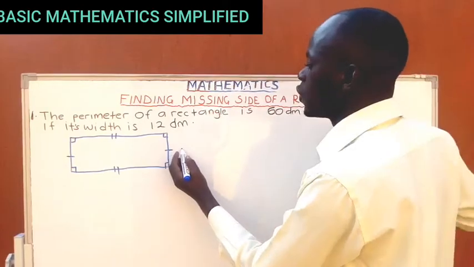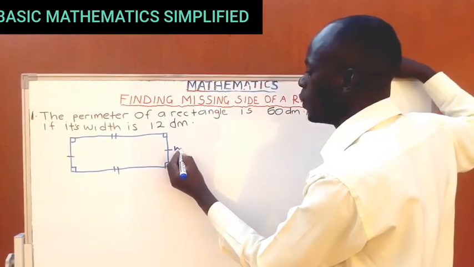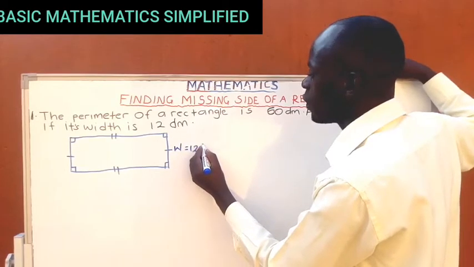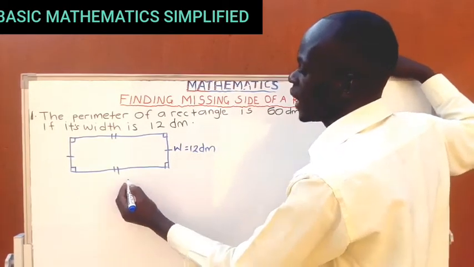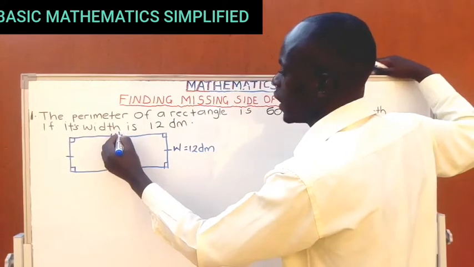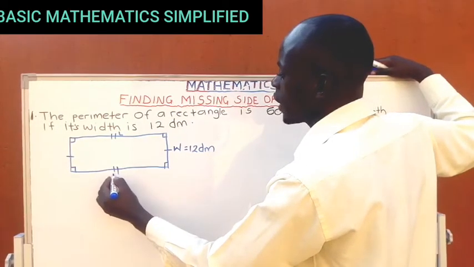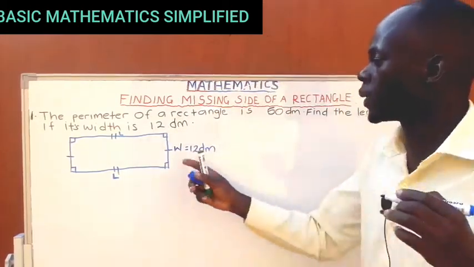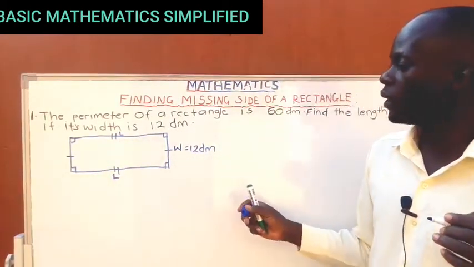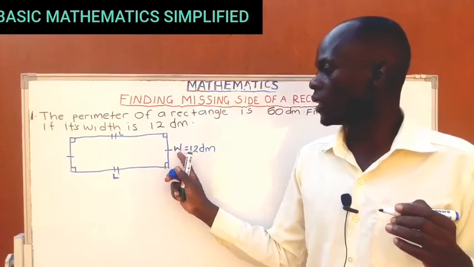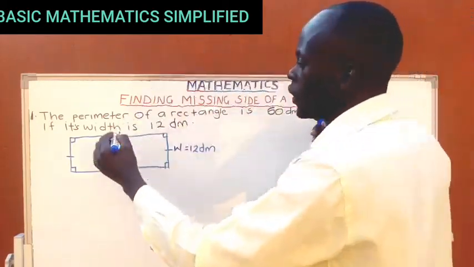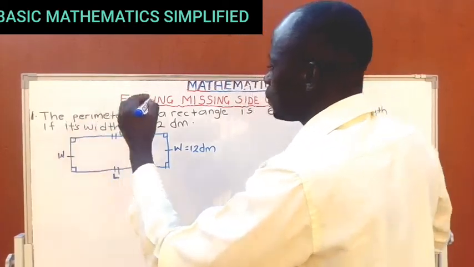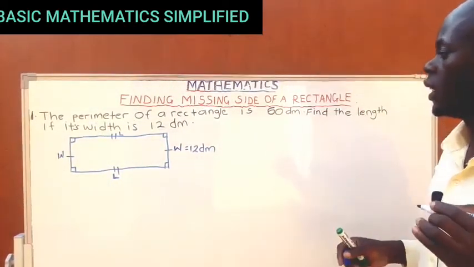Now, this one is what we call the width, and the width has been given in the question as 12 decimeters. And then this one is what we call the length, which we don't know, and they want us to calculate the length. So we let the length be represented by letter L and the width by letter W. So this one is also width. But the perimeter of the figure is given as 60 decimeters.